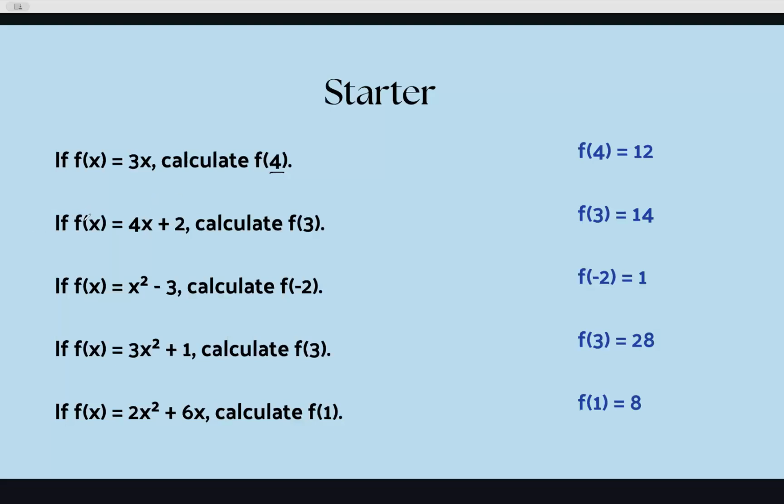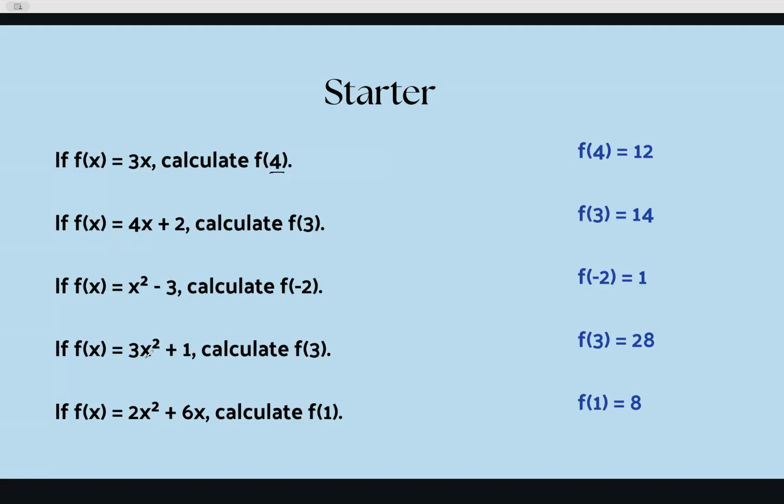Okay, the next one is that if f of x is equal to 4x plus 2, calculate f of 3. So we're going to do 4 times 3, which is 12 plus 2, which is 14. This third one is minus 2 squared. Remember, minus 2 squared is not minus 4, but it's 4. So 4 minus 3, that's 1, and so on.